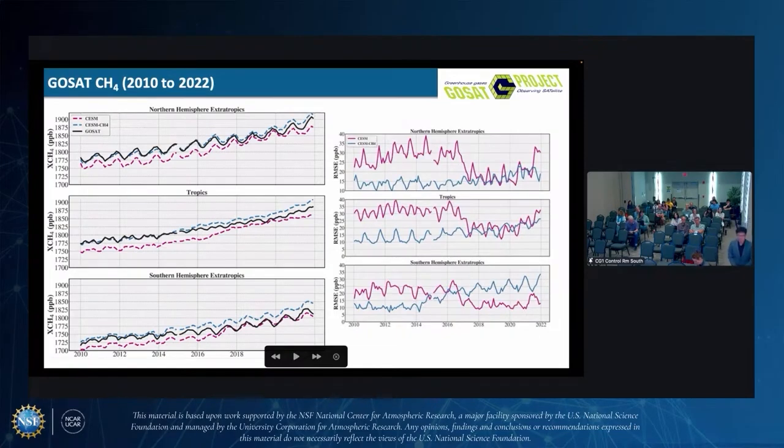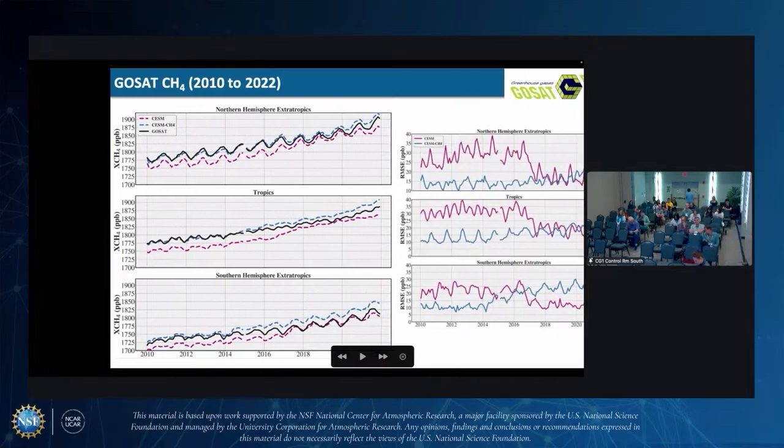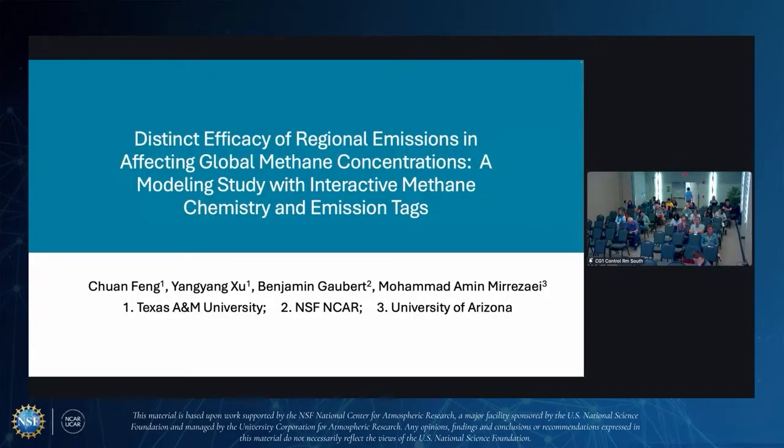Is there any more questions? Else we welcome our next speaker, Chuan Peng. Is that right? Yes. Okay. Again on methane, distinct efficacy of regional emissions in affecting global methane concentration. I guess I should go to the microphone. A global modeling study with interactive methane chemistry and emission tags. Go ahead.